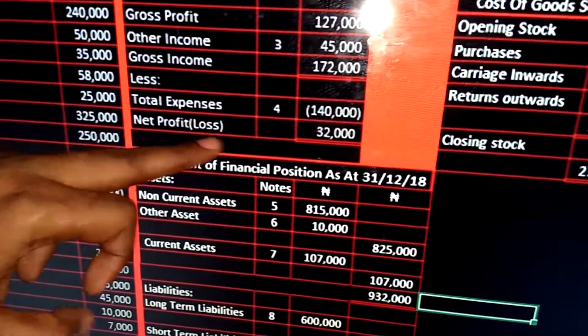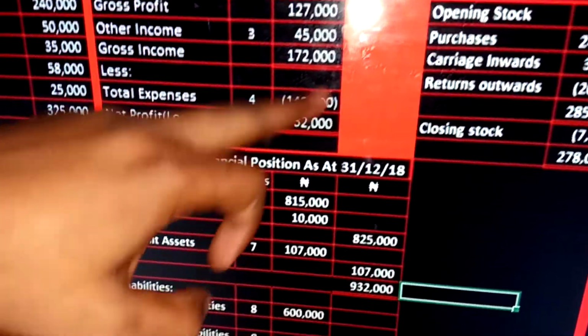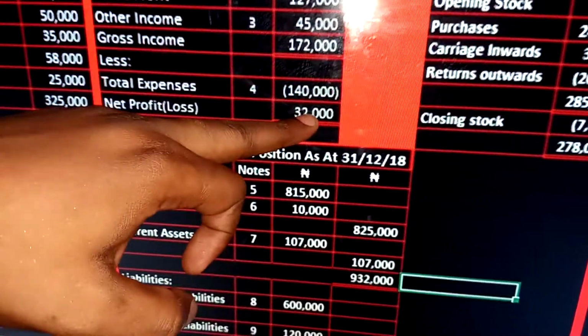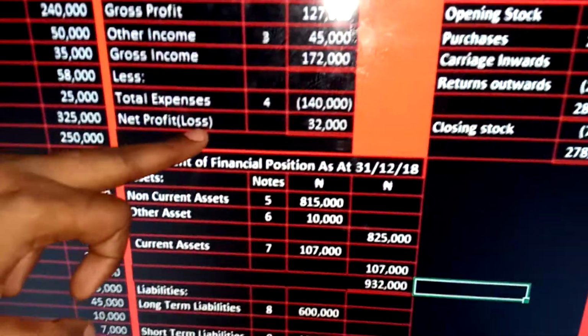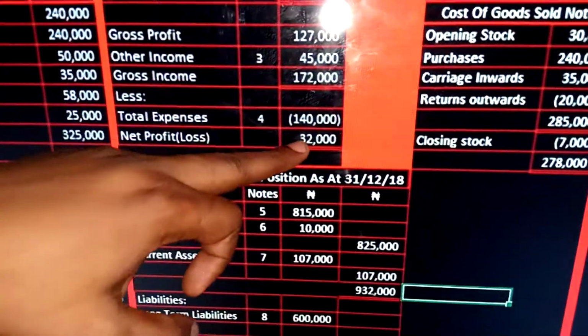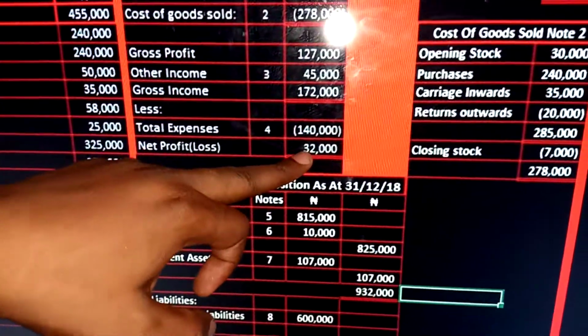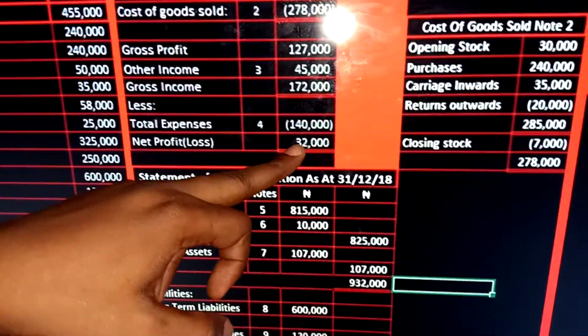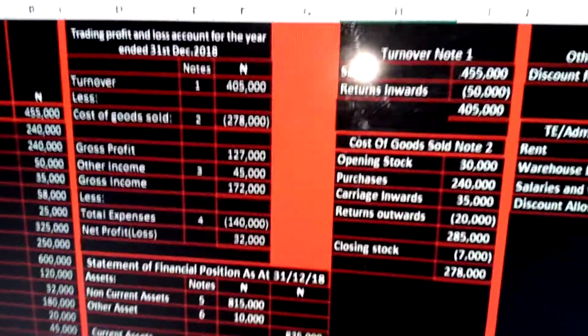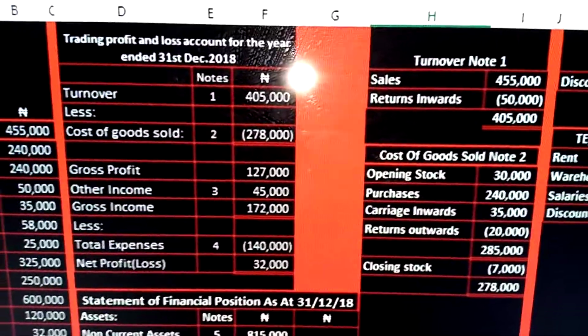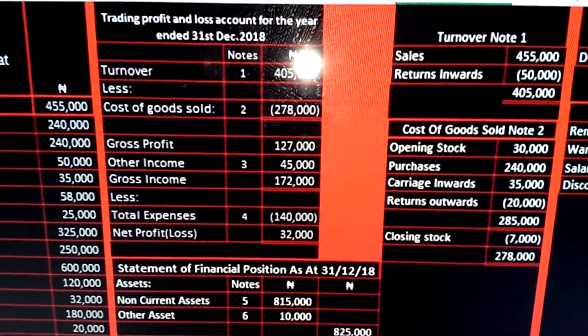Loss is in bracket. In case your total expense is higher than your gross income, this is going to be a bracket. So net profit, that's positive. If it's a loss, then it's negative. But because this is positive, it is a net profit. So that is preparing the trading profit and loss account for the year ended 31st December 2018.